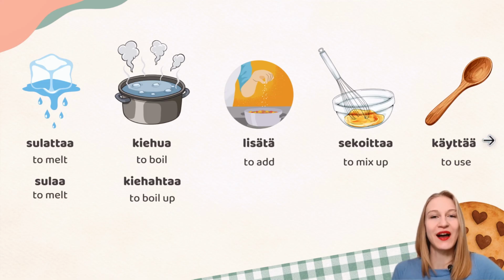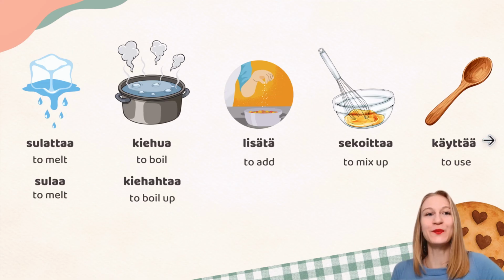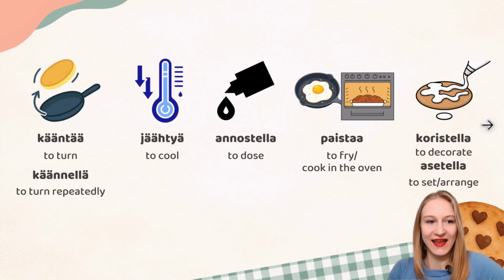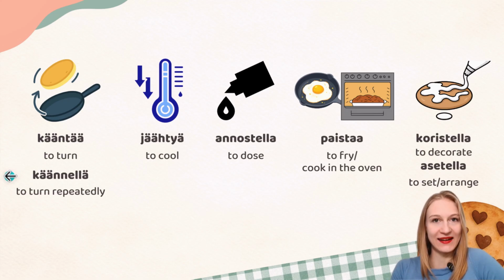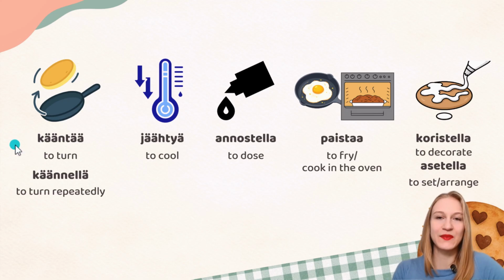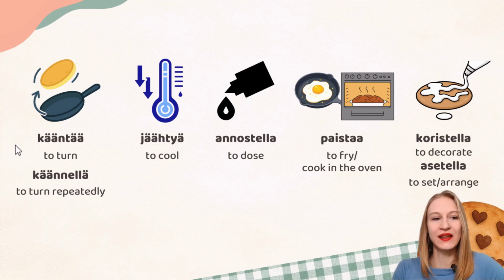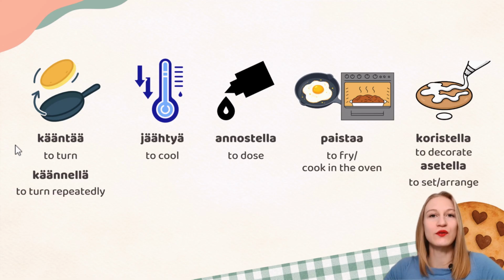And by the way, you'll have all of these verbs in the example recipe that you're gonna see in this video. Kääntää, käännellä. Kääntää means simply to turn. You can turn something once, for example, a pancake. But then if you have to continuously or repeatedly turn around something, you can use käännellä instead.